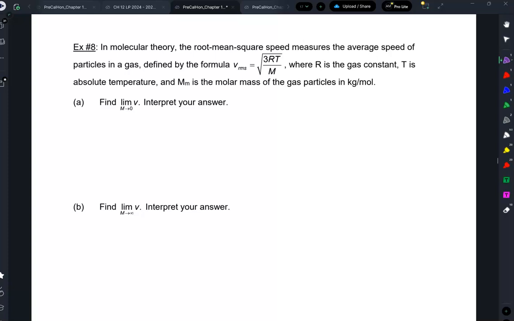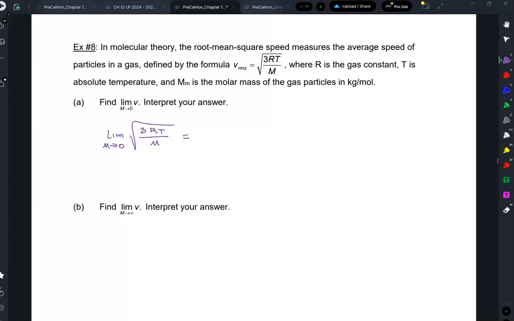The root mean squared speed measures the average speed of particles in a gas. You should have done this in chemistry, right? It's defined by this formula, where R is the gas constant, T is the absolute temperature, and M is the molar mass of the gas particles in kilograms per mole. Now we want to find the limit as M approaches 0 of V. So this is the limit as M approaches 0 of the square root of 3RT over M.